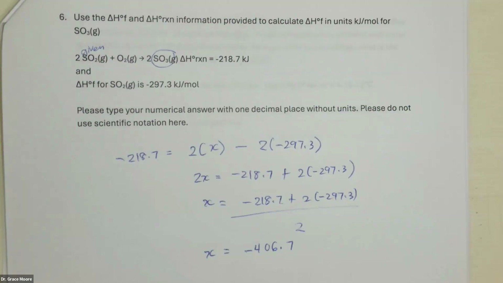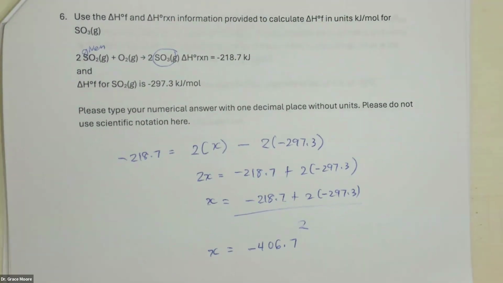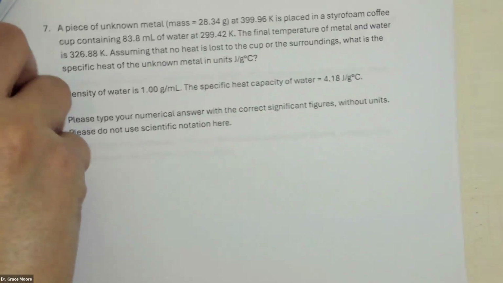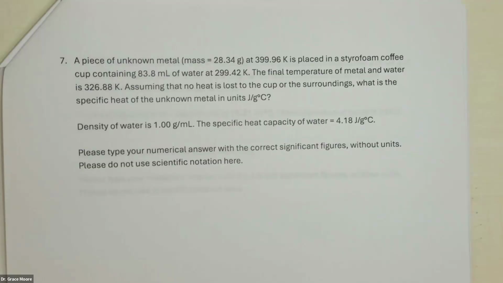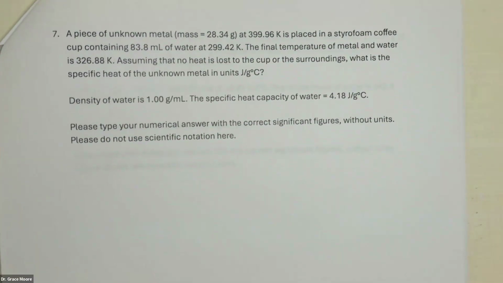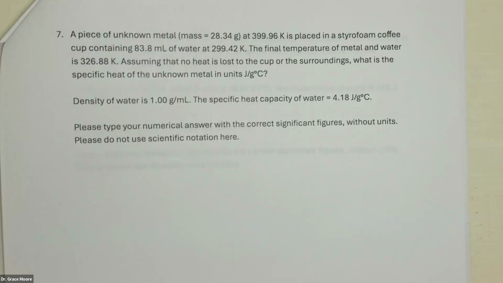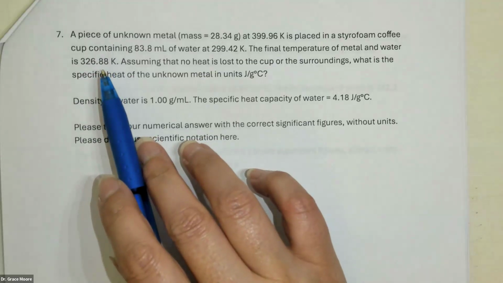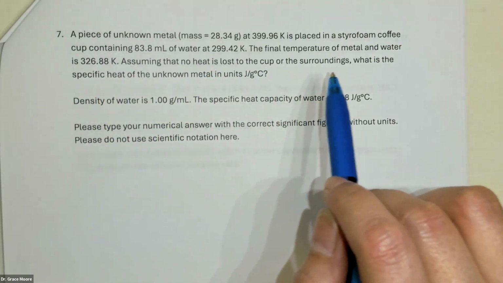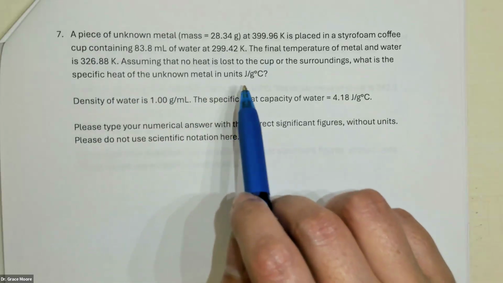All right, let's go to the next question, number 7. For number 7, what we have here is a coffee cup calorimeter question. There's a piece of metal that's hot. They put it in a cup of water that's a little cooler. And then the end temperature is kind of in the middle. So the water warms up, the metal loses heat. So assuming no heat is lost to the cup, what is the specific heat of the unknown metal?